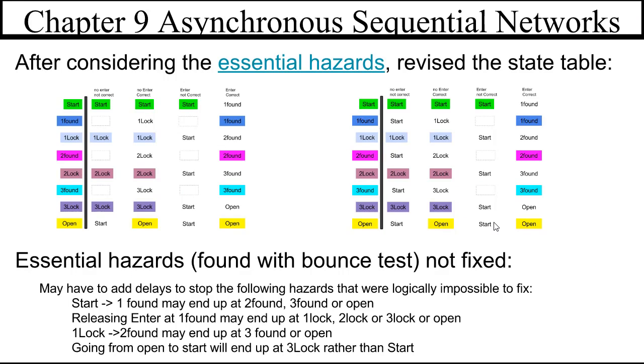The last part of the implicant table is to do some bounce tests. Did about 5 bounce tests, and this is the result, adding some starts in here. There are 3 or 4 essential hazards found with the bounce tests that were not fixed. So these are the things that need to be checked when testing the circuit.